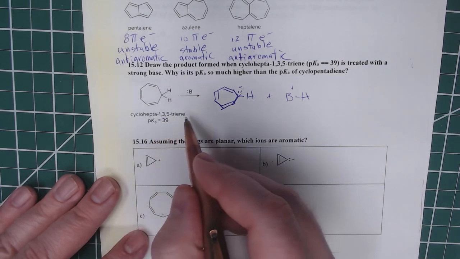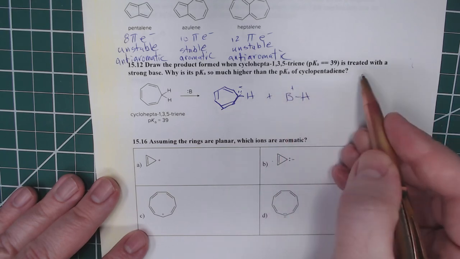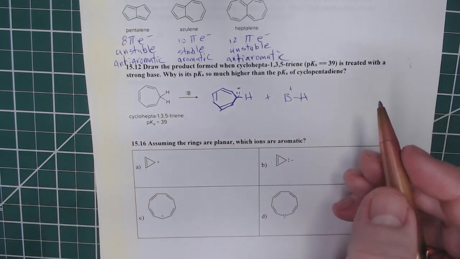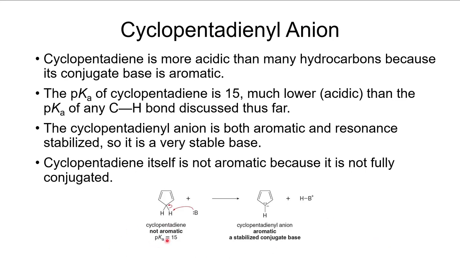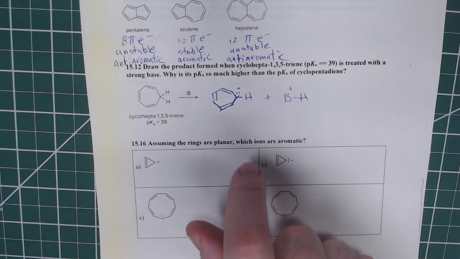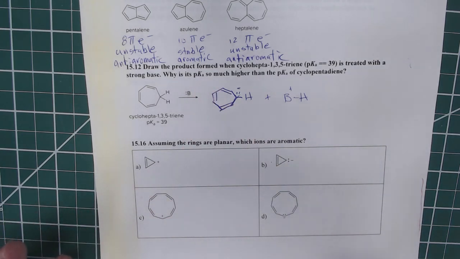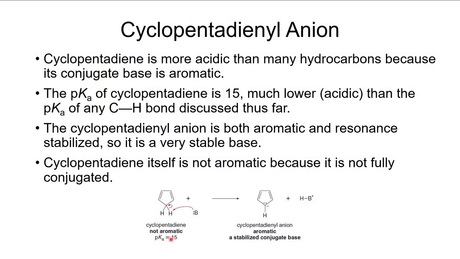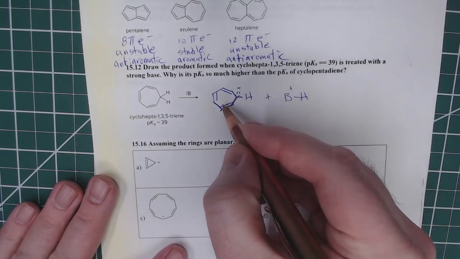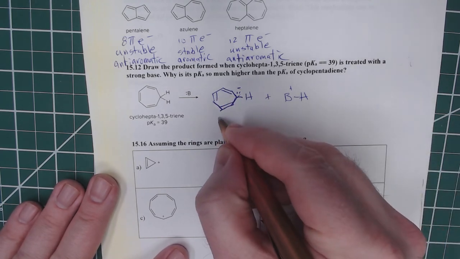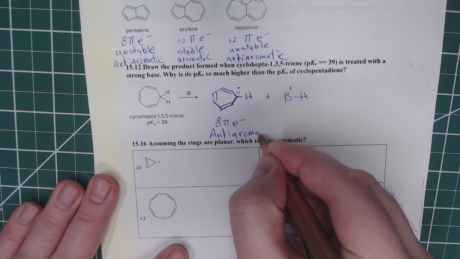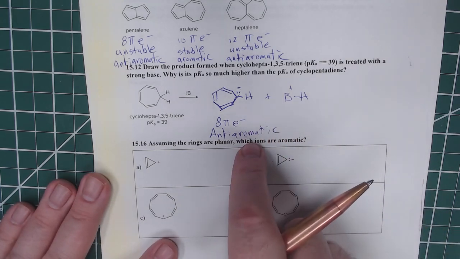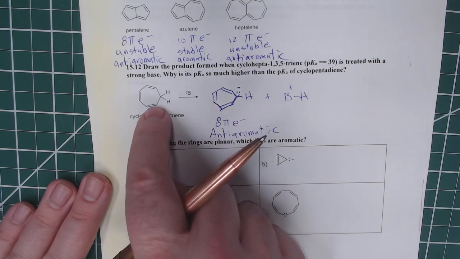So here, the pKa is 39. Why is the pKa of this so much higher than the pKa of cyclopentadiene? If we go back a couple pages, cyclopentadiene had a pKa of 15. This has a pKa of 39. Well, the reason should be obvious given the chapter that we're talking about. When we deprotonated cyclopentadiene, we formed an aromatic ring. When we deprotonate this, we've got 2, 4, 6, 8 electrons. So with 8 pi electrons, this is anti-aromatic. And because it's anti-aromatic, this is going to be particularly unstable, which is why it's so hard to deprotonate this.